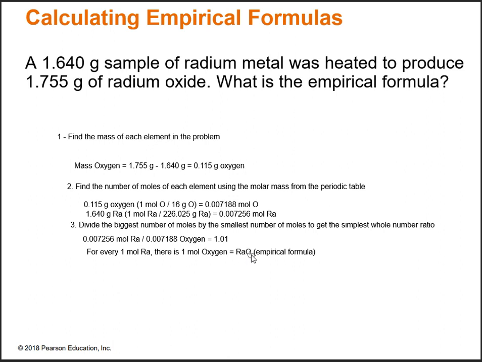So there will be problems where you have more than just two elements. And so you're going to take the smallest one, and you're going to take all the other moles and divide by that. But yeah, it's the same protocol every time that you're trying to find the empirical formula. You won't always be given a mass though. We're going to go over that in just a second. But the steps for number 2 and number 3 are always going to be the same. I hope I answered your question.